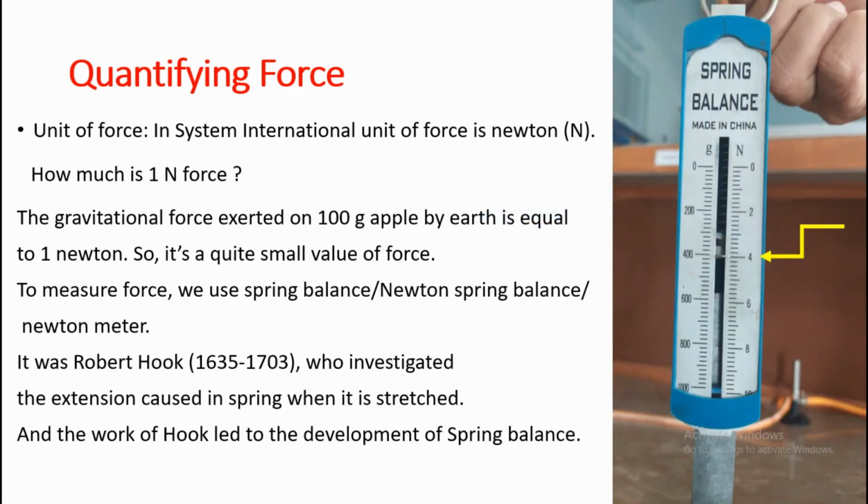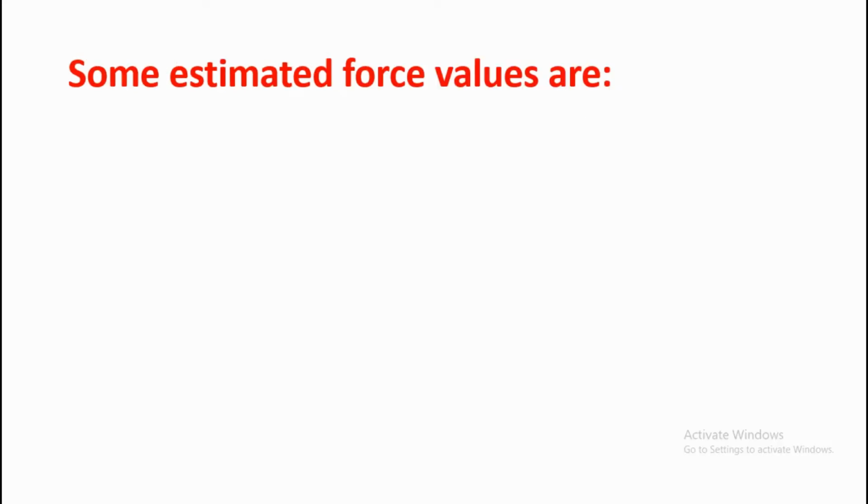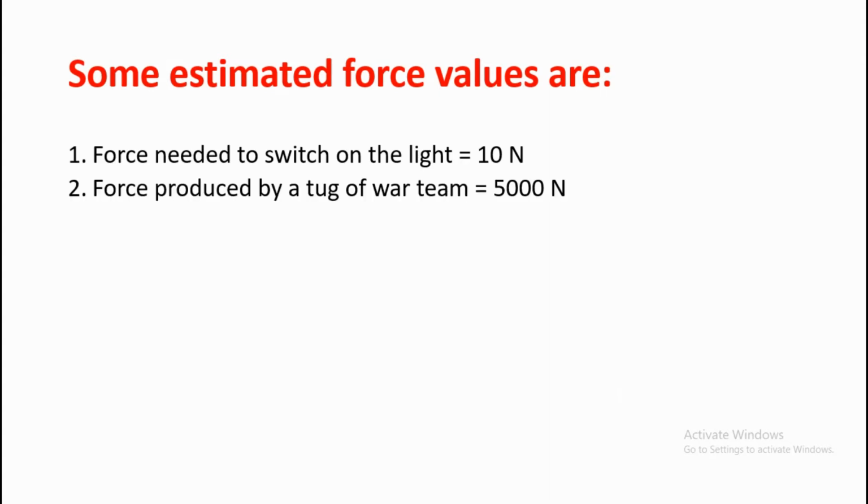It was Robert Hooke who investigated the extension caused in a spring when it is stretched, and the work of Hooke led to the development of the spring balance. Some estimated force values are: force needed to switch on the light is 10 Newton. Force produced by a tug of war team is 5,000 Newton. Force exerted by a jet engine is 1,50,000 Newton.